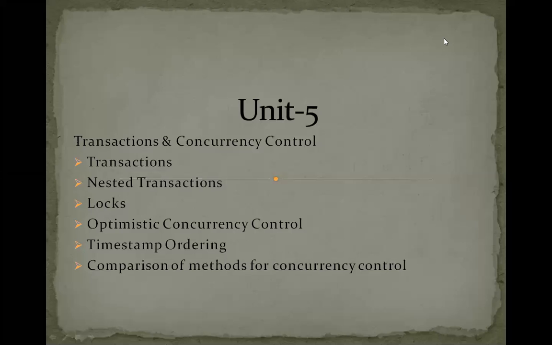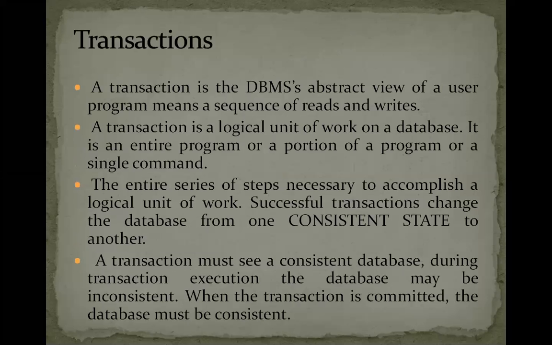Now, transaction and concurrency control is the next unit which we have to discuss. Before we go into the detail, let us first discuss the transaction. What is a transaction? A transaction, as far as the DBMS is concerned, is the abstracted view of a user's program, meaning the sequence of read operations as well as write operations. So the collection of operations that forms a single logical unit of work is known as a transaction.